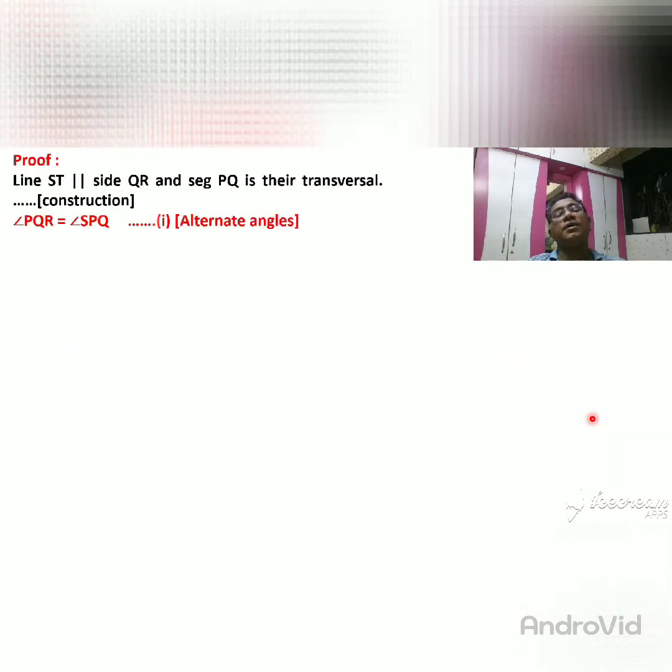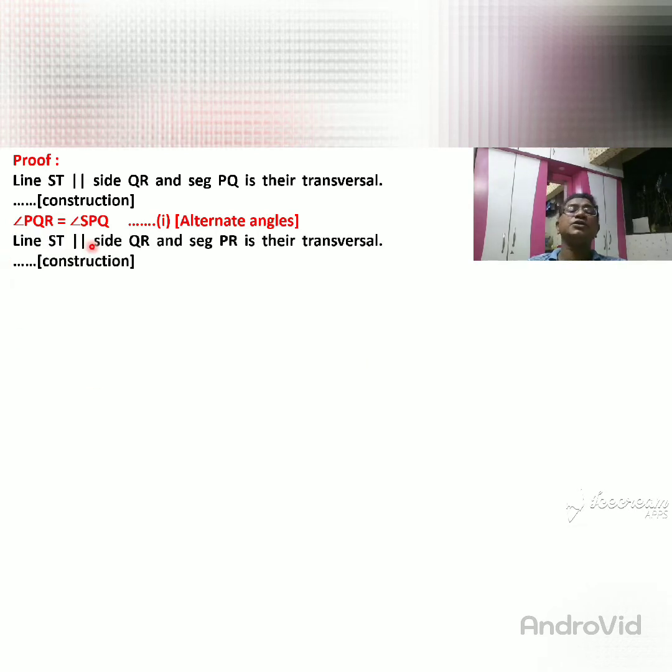Okay, so we are going to see here. I already explained this PQR congruent with SPQ, alternate angles. Then here ST is parallel and PR is the transversal. That is also explained: which two angles are alternate angles. PRQ is congruent with TPR. Okay, so this is equation 1 and this is equation 2.